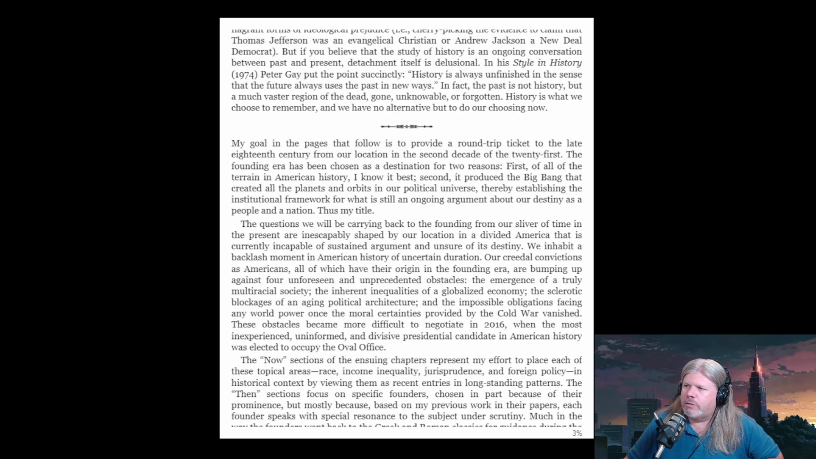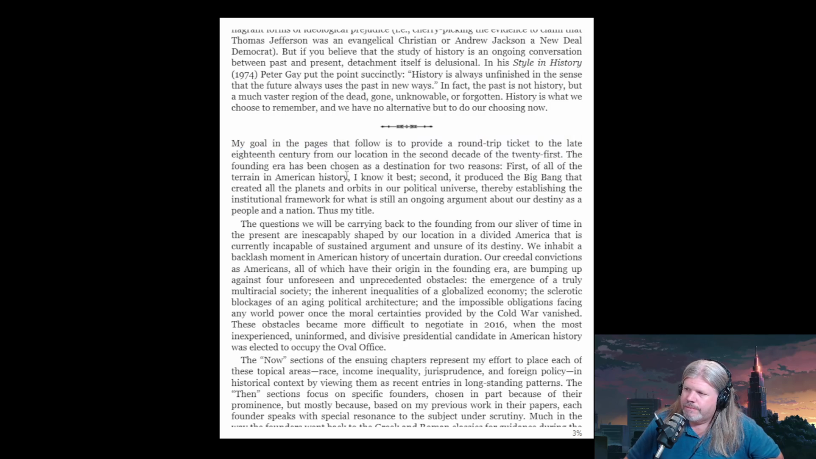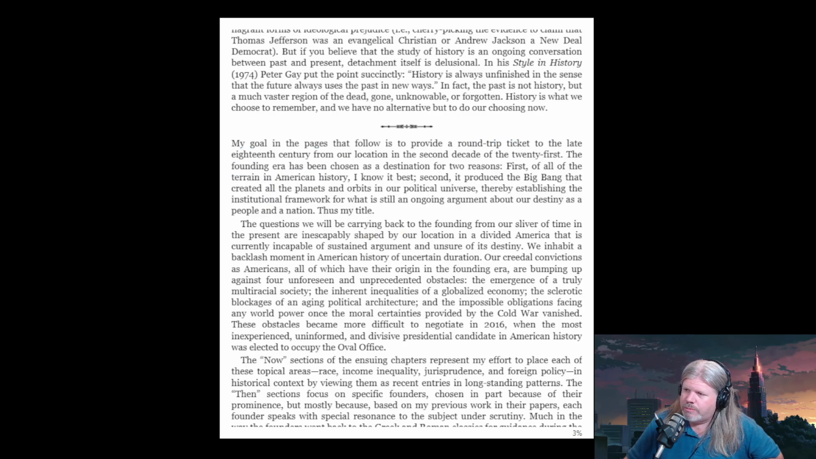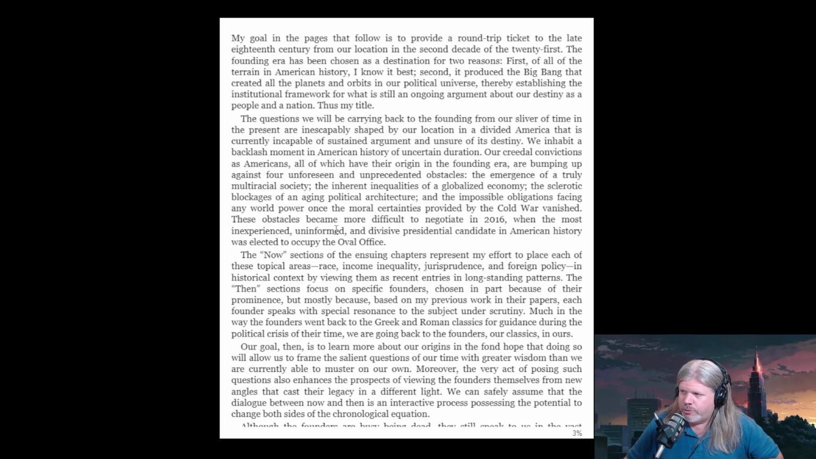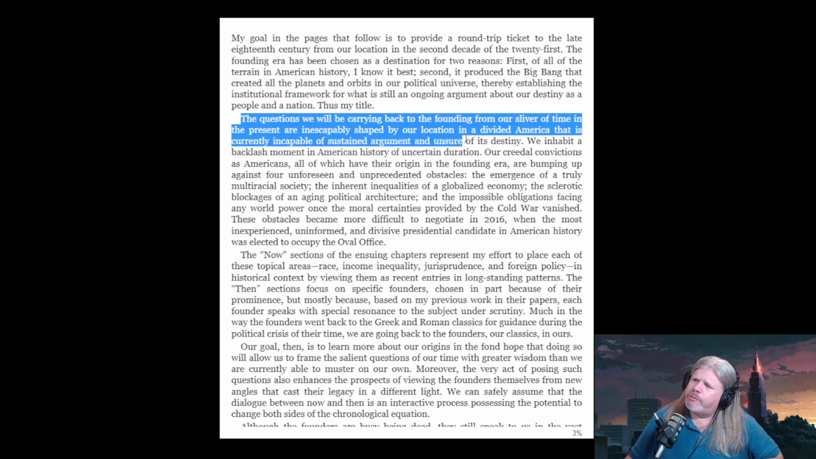So why did you write this book? Well, a round-trip ticket to the late 18th century from our location in the second decade of the 21st. The founding era was the Big Bang that talked about our destiny as a people and a nation. The questions we're carrying back from the founding are inescapably shaped by our location in a divided America that is currently incapable of sustained argument and unsure of its destiny.